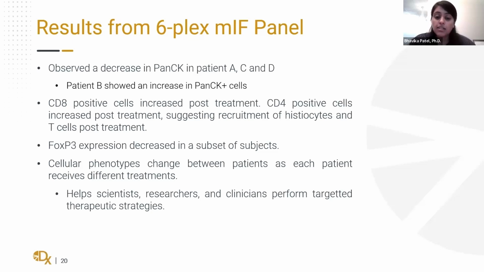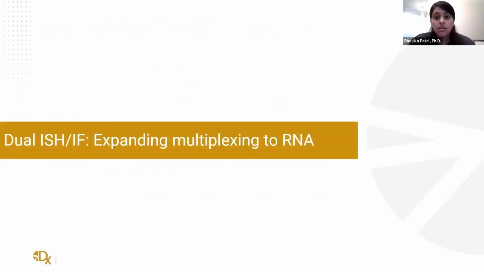Our panel was utilized in order to better understand the T helper cells and tumor cells within the microenvironment. Multiplex panels, such as the ones that I just presented, may help scientists, researchers, and clinicians make informed decisions on patient care, as well as provide more individualized treatment plans. My colleague Brenna will now discuss how multiplexing can be expanded to RNA and how a dual in situ hybridization and immunofluorescence assay could help expand our multiplexing needs.